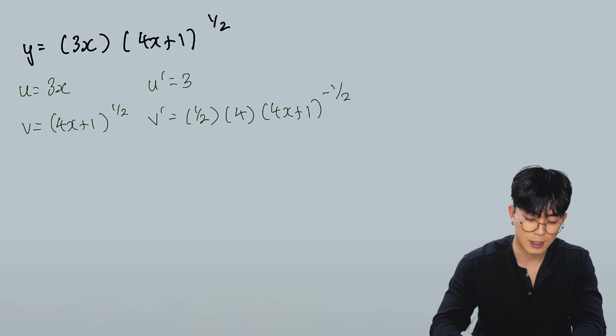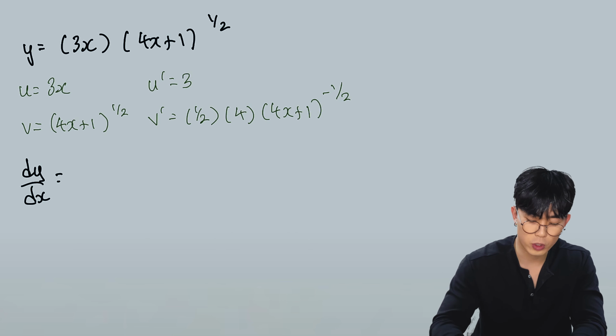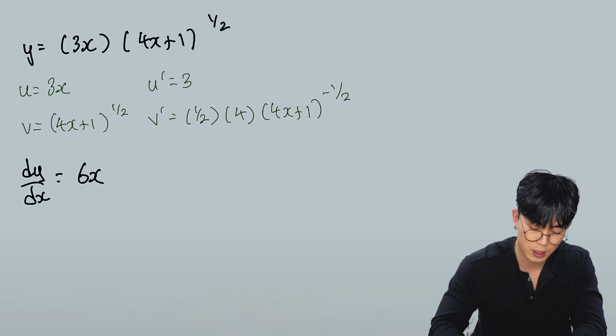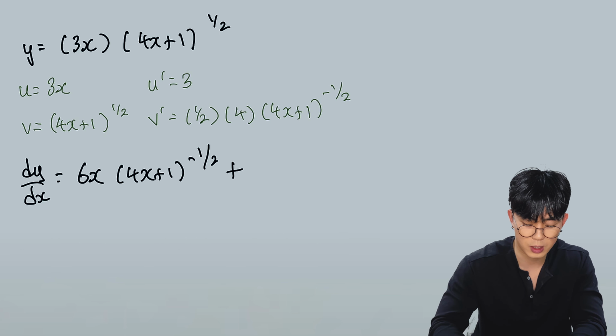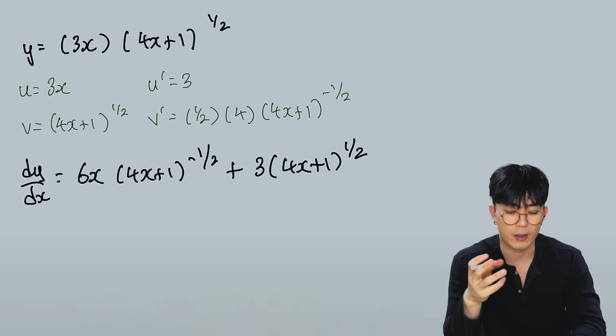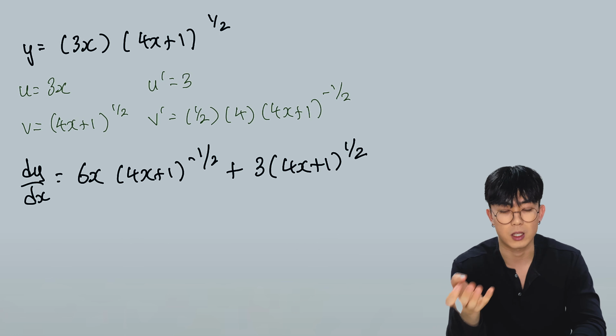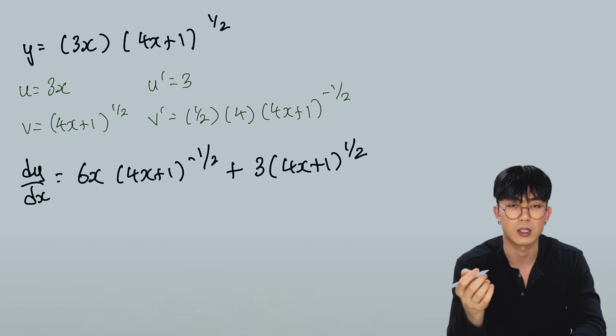And so therefore, our dy by dx is going to be u times v prime, so 3 times 4 divided by 2 is 6, 4x plus 1 to the power of negative a half, plus 3 times 4x plus 1 to the power of a half. So it doesn't matter if the function is a bit more difficult, as long as you differentiate each separate one respectively, then we can use the product rule in all cases. So that's the product rule, and the final rule we're going to learn is the quotient rule, which will be in the next video.